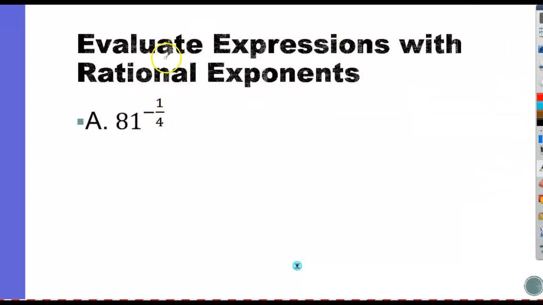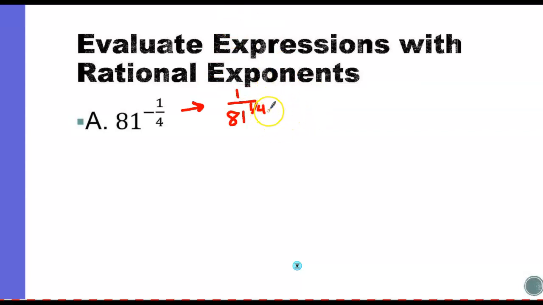Moving forward, let's go ahead and evaluate an expression with a rational exponent. So let's look at this. Right now, I have 81 to the power of negative 1 over 4. First of all, let's go ahead and make that negative exponent a positive exponent. We remember how to do that. Put the 81 on the bottom. So it's positive 1 over 4. Okay, there's many ways you could work this out and get it correct. So if you think you can come up with a different way, let me know. I'll check it out in class and see if that's a good way.